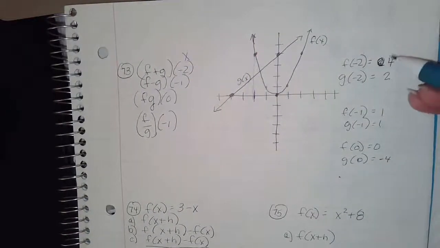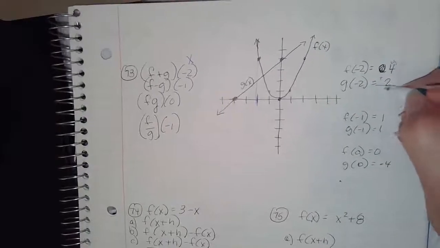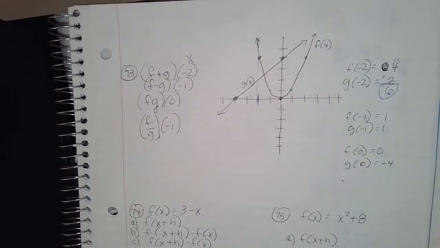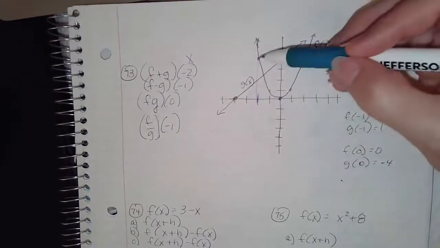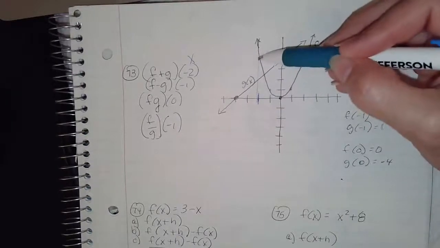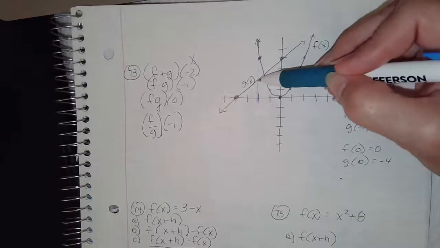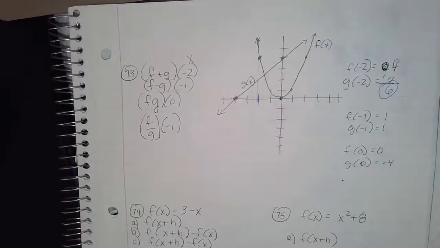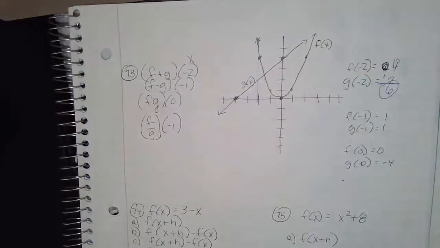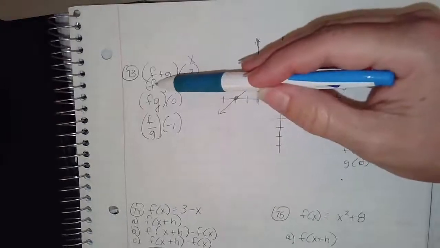So 4 plus 2, in this case, 6 is your final answer to that. So you're just adding the y values. We could have said this is at y is 4, this is at y is 2. 4 plus 2 is 6. We're adding the y values. That's what that means.